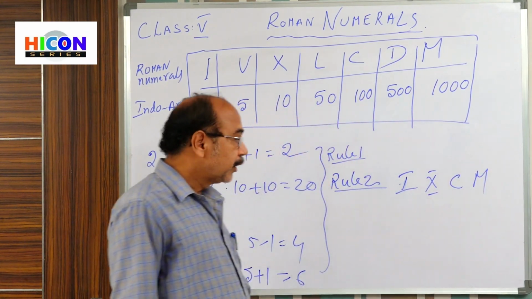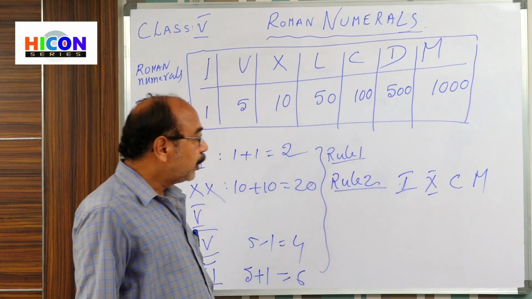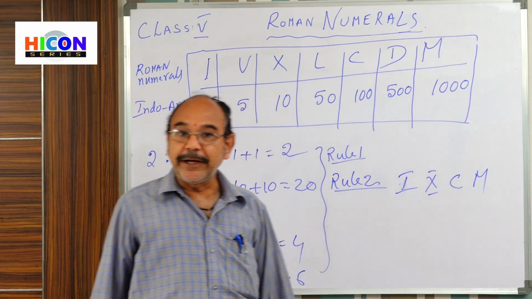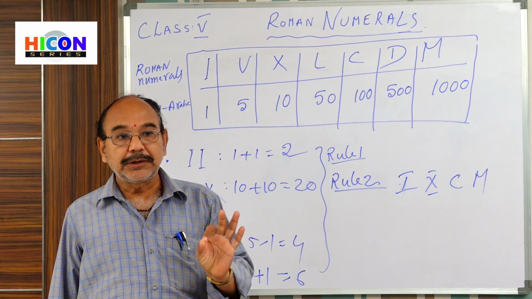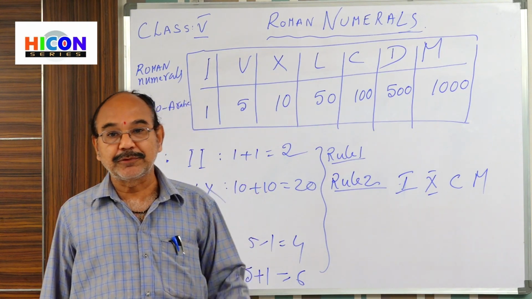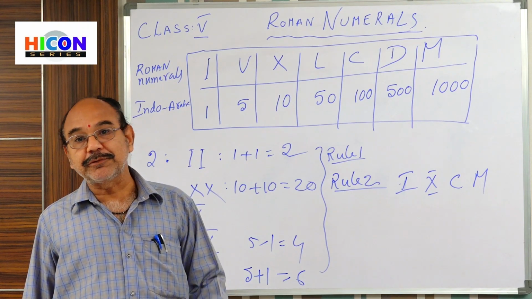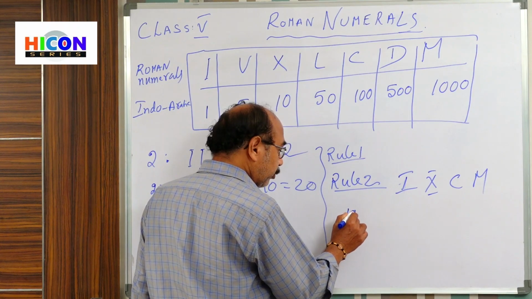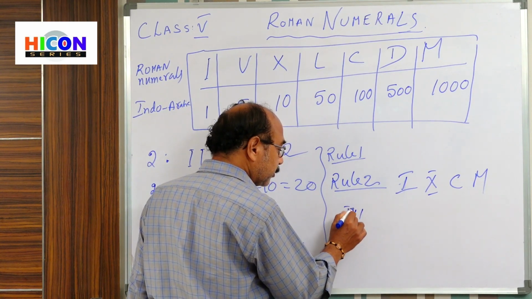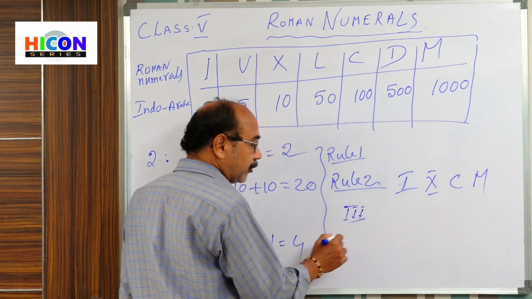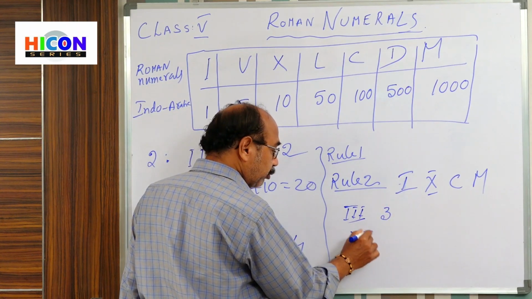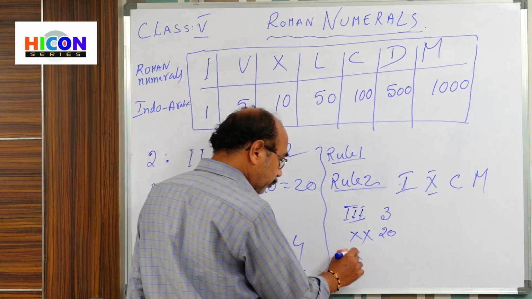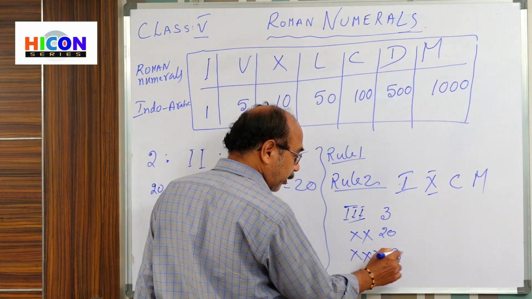Suppose in this rule 2, particularly these Roman numerals I, X, C, M, we write 3 times, that's all. Maximum 3 times we write I, X, C, M. Suppose I write I 3 times, this is 3. X I wrote 2 times, that means 20. If I write X 3 times, it means 30.